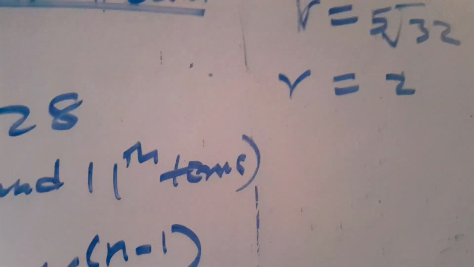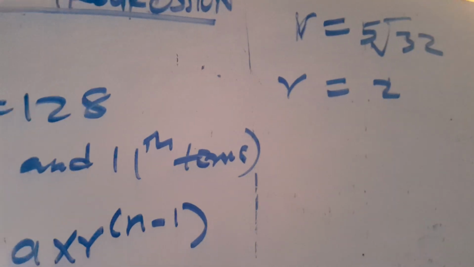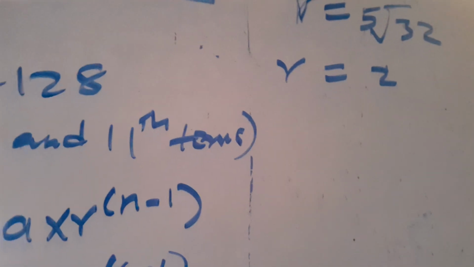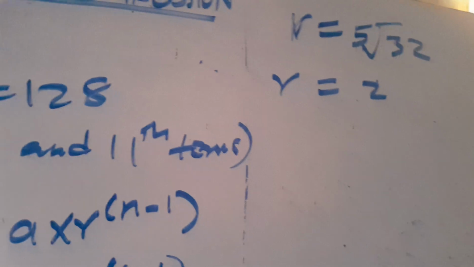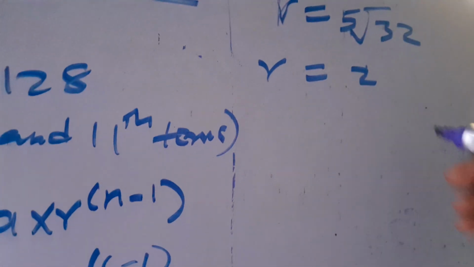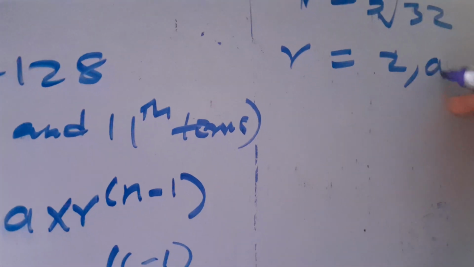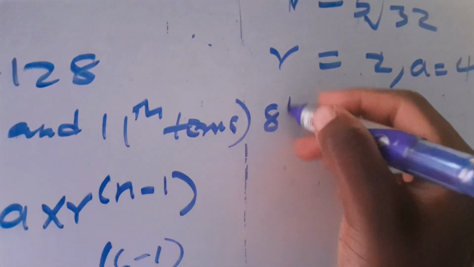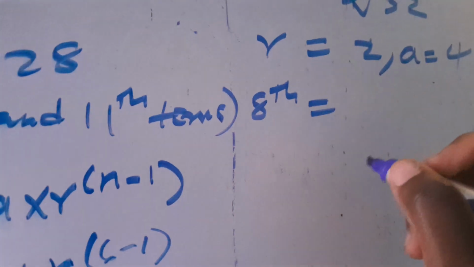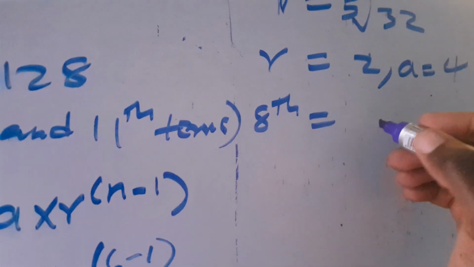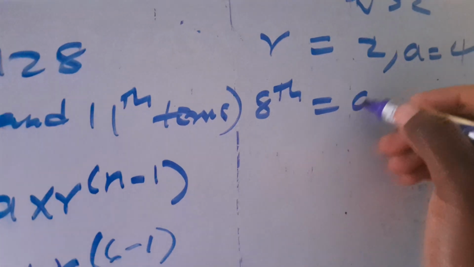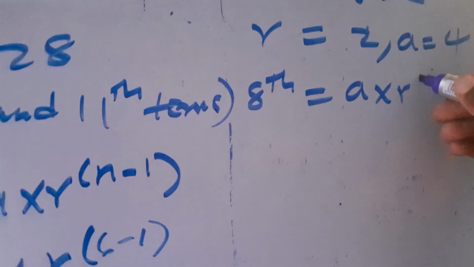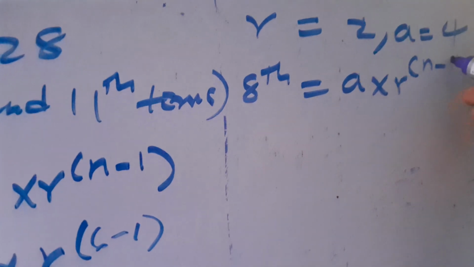The value of r is 2. Now that you have r, you can go ahead and find the 8th term and the 11th term. You have r equals 2, you have a equals 4, and then you are asked to find the 8th term. That is, the value of the 8th term is equal to a, the first term, times r raised to power n minus 1.